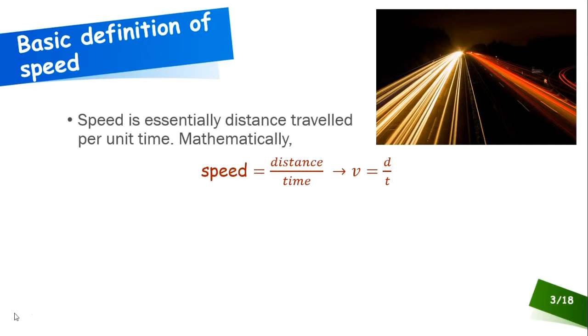Start off with, let's take a look at speed. Speed is essentially distance traveled per unit time. So mathematically, we take the distance and divide by the time. Another way to write this would be v equals d over t, where v is the speed or velocity, depending upon if you have a scalar or a vector. D is the distance or displacement, again, depending upon whether you have a scalar or a vector. And t is time, which, for purposes of this class, is a scalar quantity.